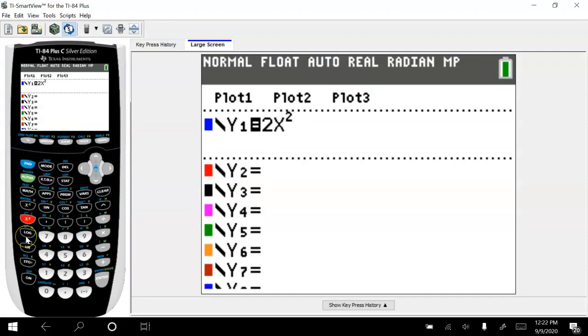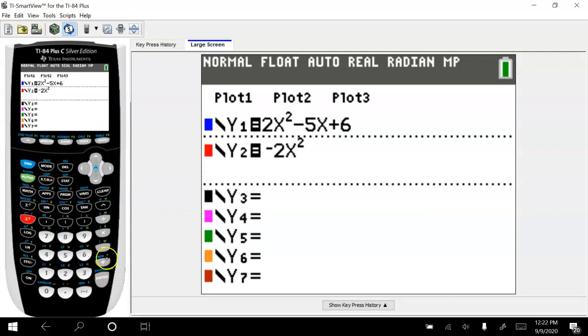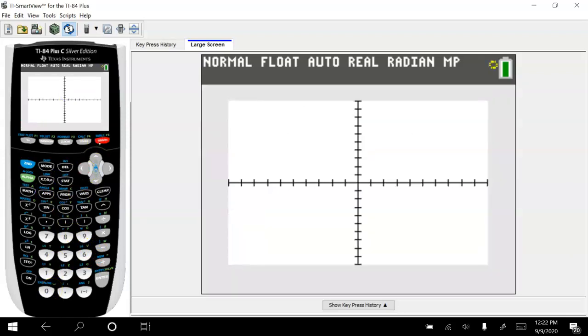On the graphing calculator, y equals 2x squared minus 5x plus 6. That's in y1. Hit enter to get the y2. Negative, make sure you use the negative symbol, negative 2x squared minus x plus 30. When you graph it, you're not going to see much because the graph is a little bit too big for our viewing window. But here's where the table is useful to find the solution.